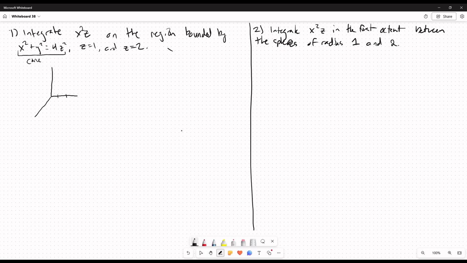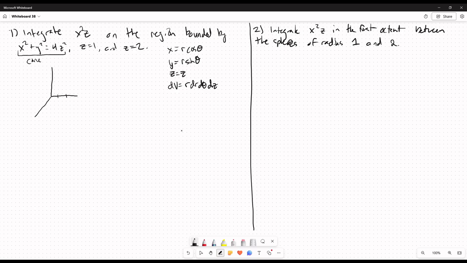So what do cylindrical coordinates look like? x equals r cosine of theta, y equals r sine of theta, and z just stays the same. The other thing about cylindrical coordinates is that dV, the dx dy dz part, turns into r dr d theta dz. So we get an extra r when we integrate. Okay, let's go back to what we were doing.